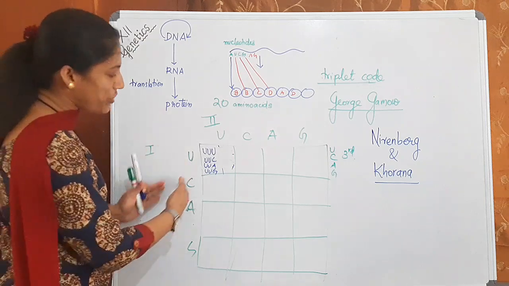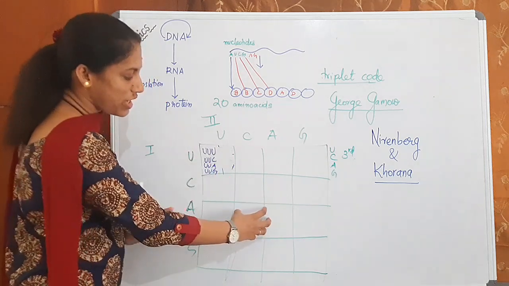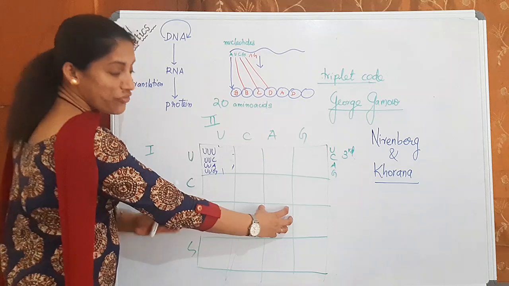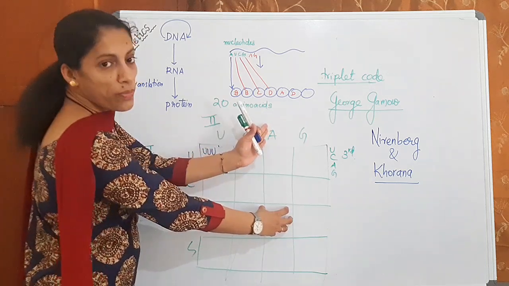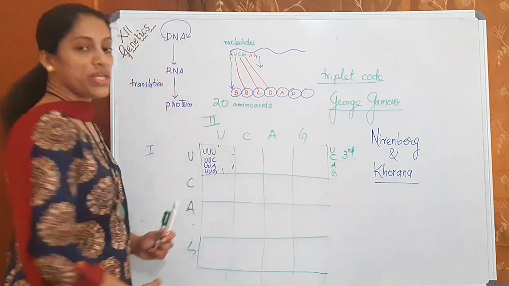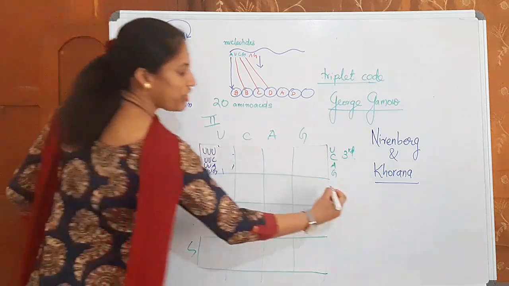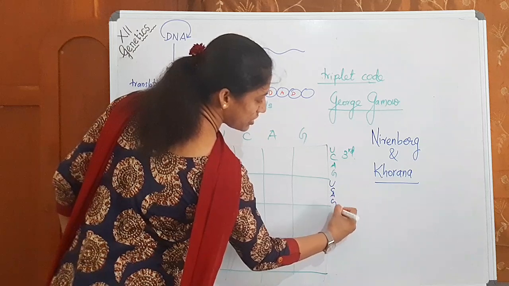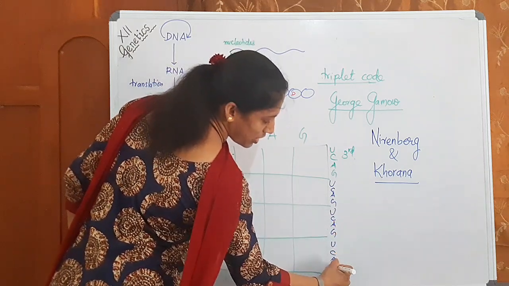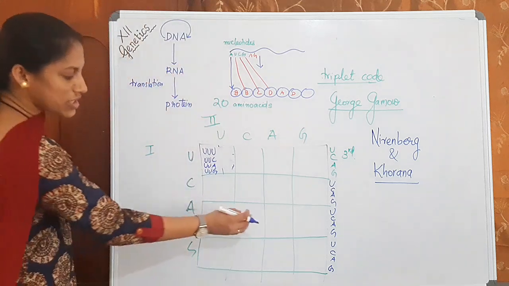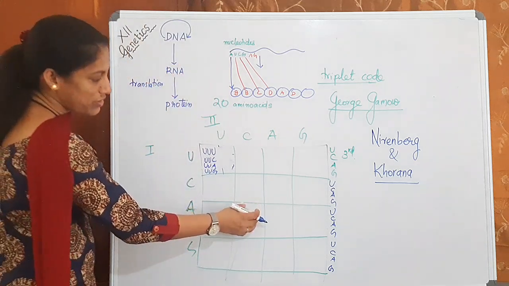That means when you take any of these boxes, the first letter is from the left side, the second is from the top, and the next one is from the right. Everywhere you have to write UCAG. Then you work it out and try from home. So, just an example here.